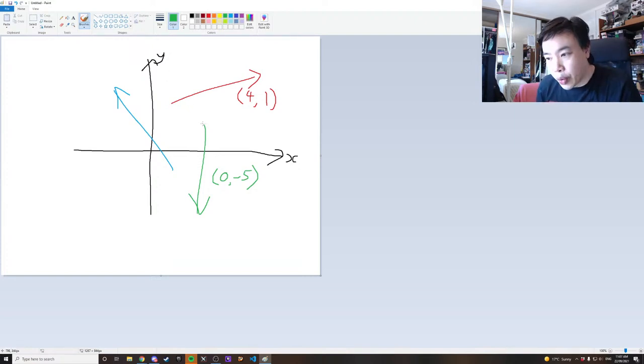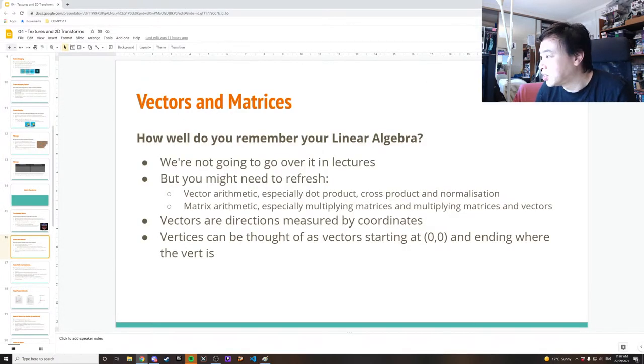If we put all of these vectors, and instead of allowing them to just start anywhere in space, if we take this vector and move the start of the vector to 0, 0, this point would end up exactly at the point 4, 1. So the vector can be thought of as a direction in maths, but if we base all our vectors at 0, we can use these to represent the coordinate spaces that we're in. So each of our vertices can be thought of as a vector that starts at zero. And that's how it represents the position in space that it is.